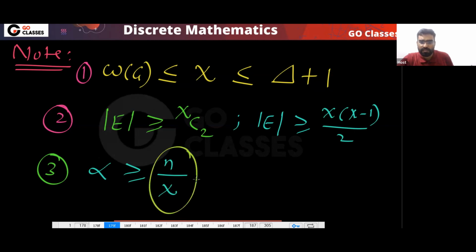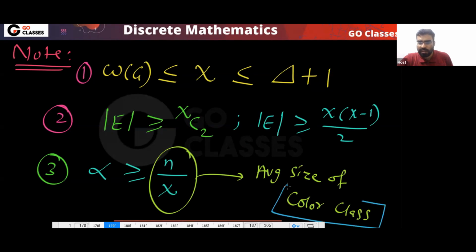What is this? Anyone want to tell me? This is the average size of a color class. And every color class is an independent set. So the independence number should be greater than or equal to this. So these are all the facts that we have seen. And that's it.